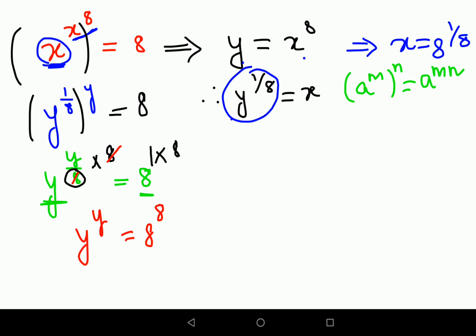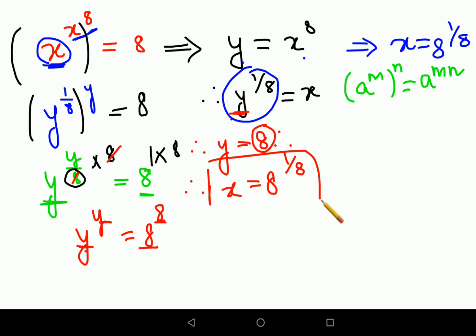Since the bases and the indices are the same on both sides of the equal to, I can say the y value is just 8. And therefore the x value is y raised to 1 upon 8. Here y is 8, so write 8 raised to 1 upon 8. This, my dear friends, is the answer for this particular question.